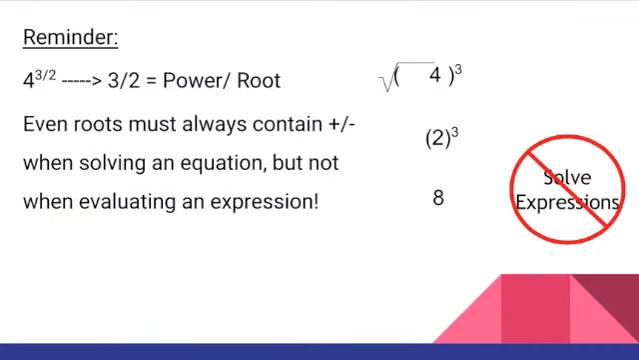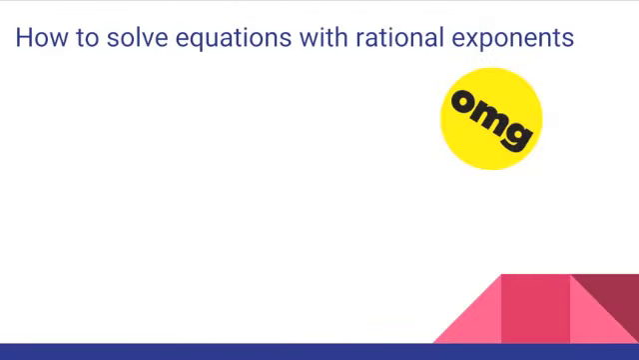Now, before we get into all of this math, let's just remember a few things. 4 to the 3/2 is the exponent being 3 over 2, which is power over root. So 3 is the power, and then 2 is the root. And because 2 is an even number, or when any even number is being used, there must be a plus or minus when solving an equation, but not when evaluating an expression, because you can't solve expressions. Okay, so now we're going to learn how to solve equations with rational exponents.